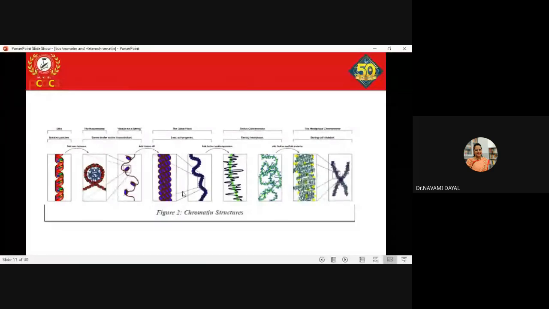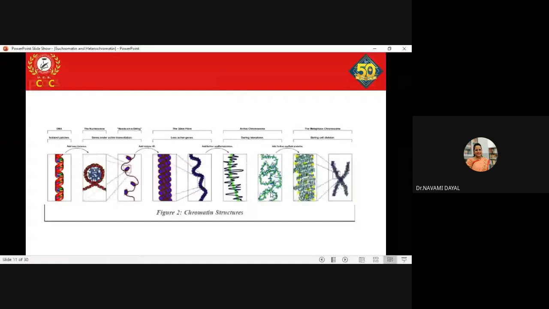And further, as it gets more and more condensed, non-histone proteins also come into the picture, which allow further condensation, and ultimately it gives rise to a metaphasic chromosome. Clear? This is the highly condensed, the highest grade of condensation which is seen. Clear, everyone? Yes or no? Yes, ma'am.